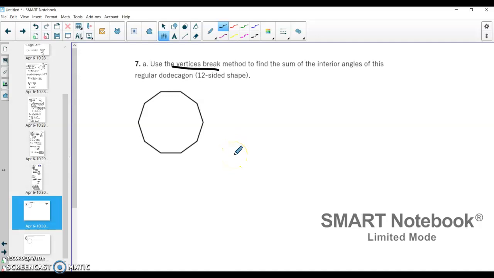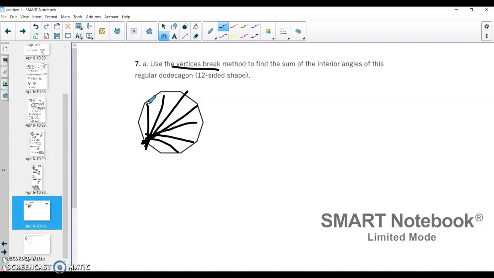But the idea behind a vertice break is you pick the vertice that you want to break from, and then you draw lines to all the other vertices. And so you go this vertice over to here, to here. This is going to look terrible because I'm on my computer here. But you break it by the vertice here.